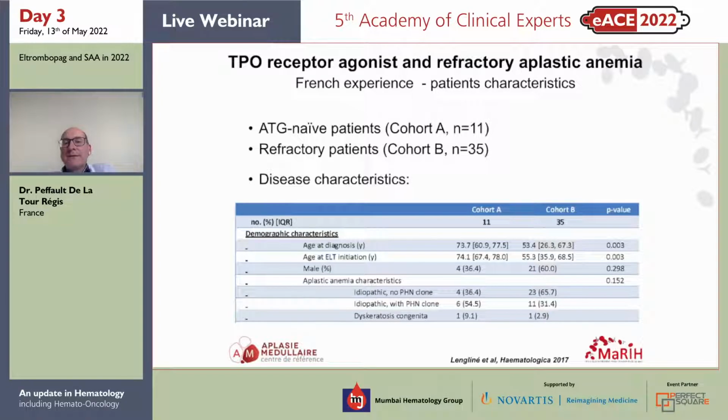What we did in France is a real-life study that I'm presenting to you right now. The paper has been published in Haematologica, and we were also using eltrombopag. It was not used first line, obviously, because we had just published the paper on first line. What I'm reporting here is patients like in the NIH study, patients who were never exposed to ATG. So there was really a first line cohort in older patients, as you can see, cohort A, with patients about 73 years of age, and a cohort B, refractory patients, like in the NIH papers, patients who were already exposed to ATG, about 35, with a median age like in the RACE trial, 53 years of age.